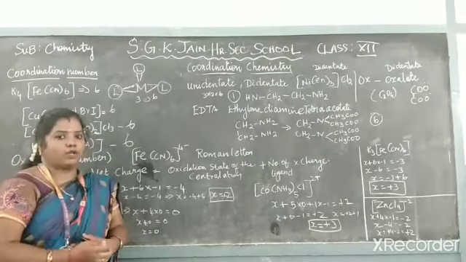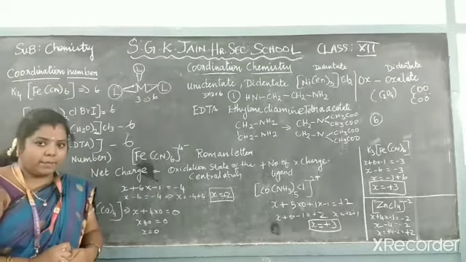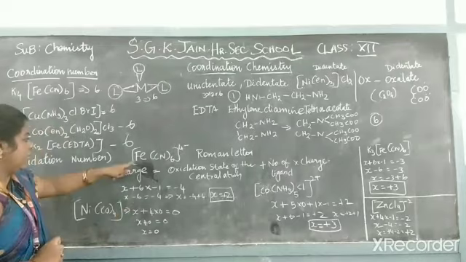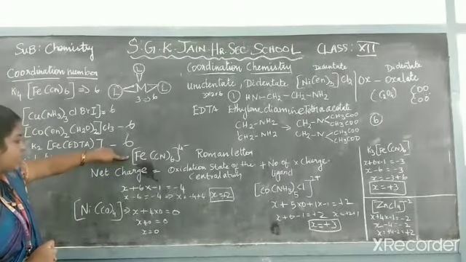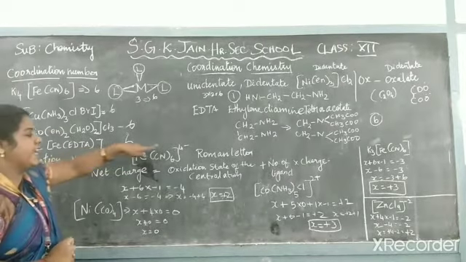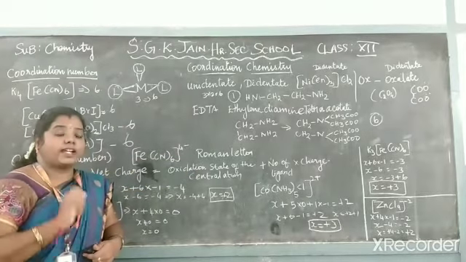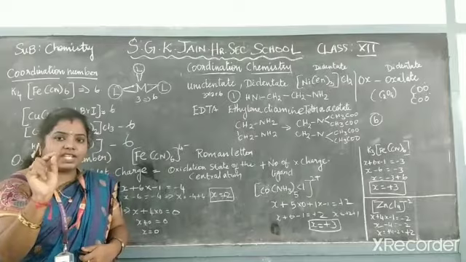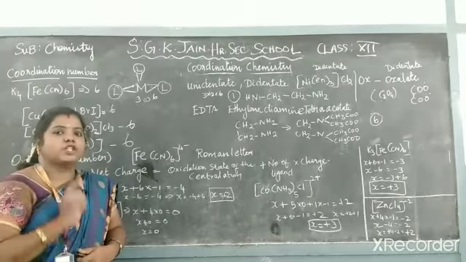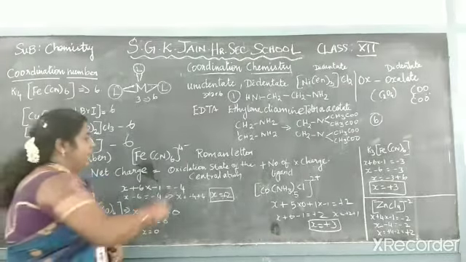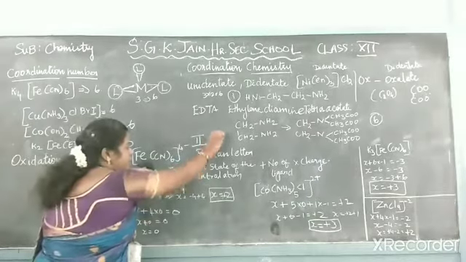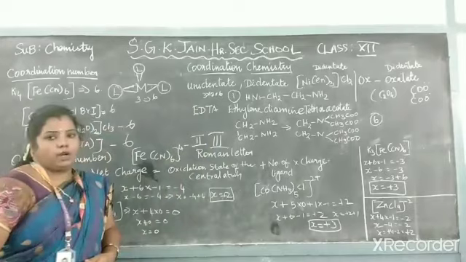Next we move on to find the oxidation number or oxidation state of the central metal atom. The oxidation state will always be indicated in the IUPAC name. When you write the IUPAC name for the complex compound, the oxidation state of the central metal atom is always in Roman numerals. If it is 2 or 3, you have to indicate it in Roman numerals.